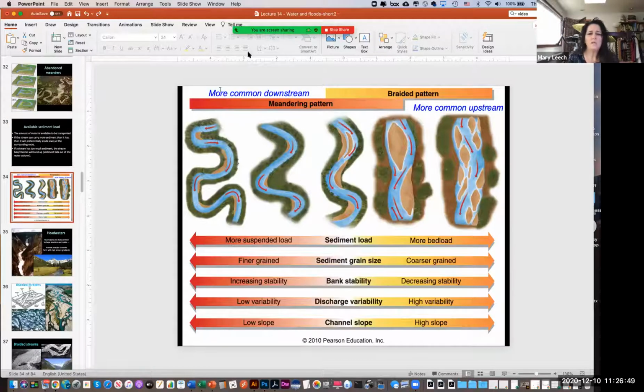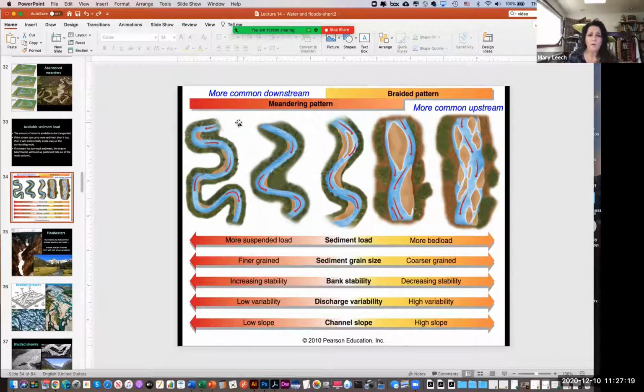So just to summarize, I wish this was in the other direction. This is close, more like upstream. Near the headwaters, you get more braided streams. That's because there's too much sediment for the amount of water, or the amount of discharge in these rivers. So you end up with this braided pattern.